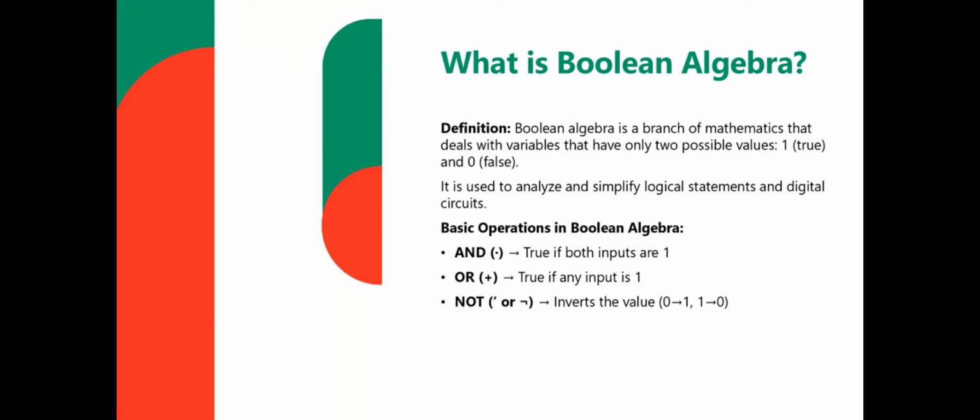What is Boolean algebra? Boolean algebra is a branch of mathematics which deals with variables that only have two possible values, either 1 or 0. It is used to analyze and simplify logical statements and digital circuits. In basic mathematics, we do multiplication, addition, etc. Here it can be done using AND gate, OR gate, NOT gate. We will be seeing it in much more detail in later slides.